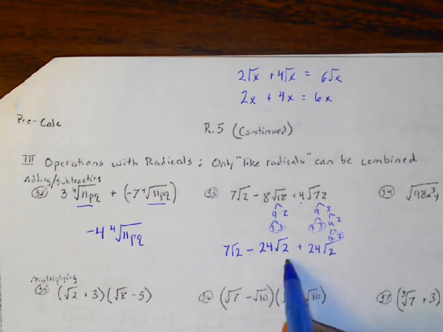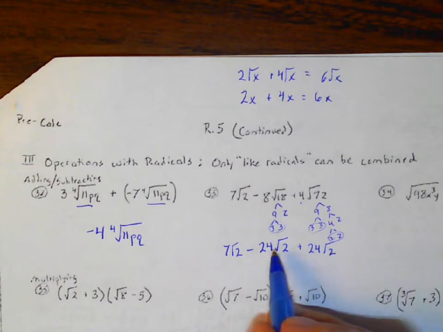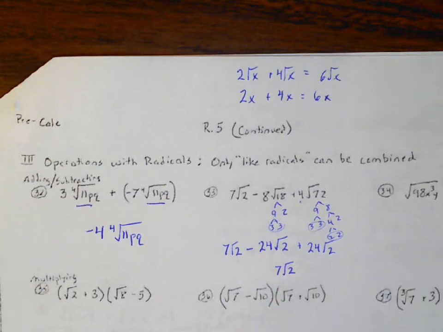So now they're all square root of 2's. I can add them together. Those cancel, so I just have 7 square root of 2.